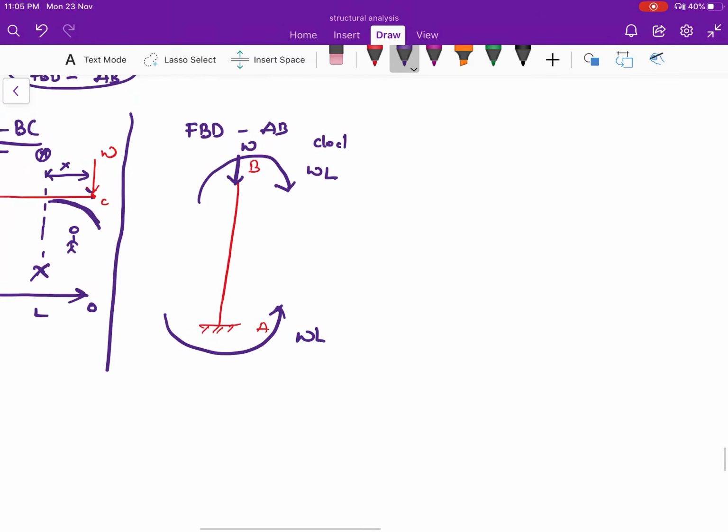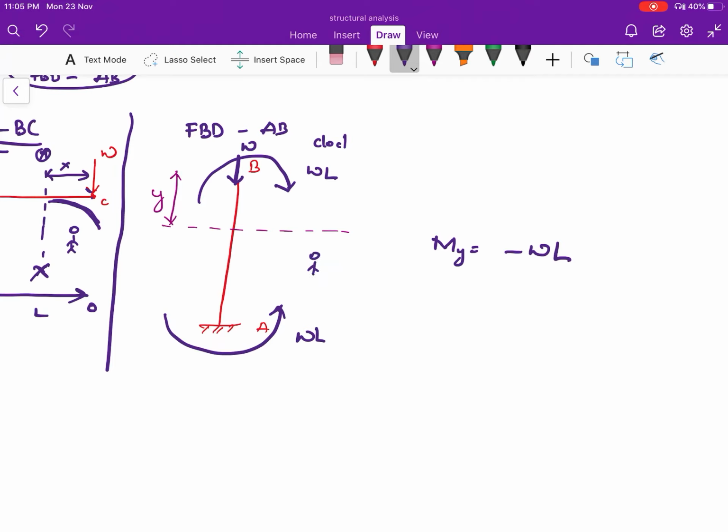Now according to this diagram, I am going to cut a section like this at a distance y from the point B. After this, we need to calculate the moment at y. So what is the moment at y? Moment at y will be equal to minus w into L, that is the moment.